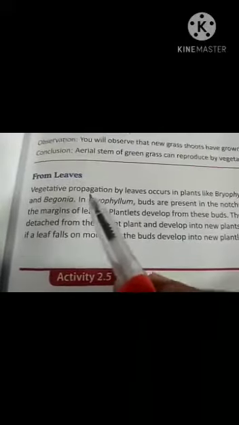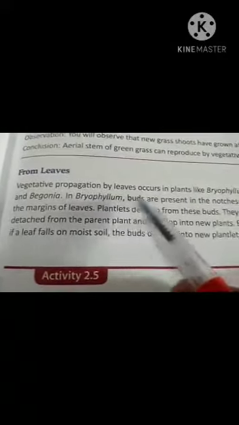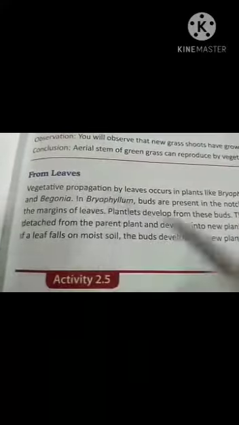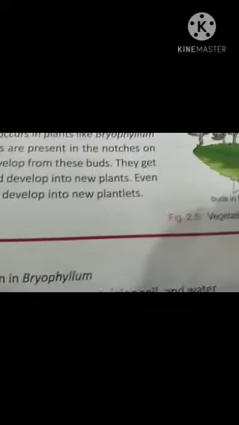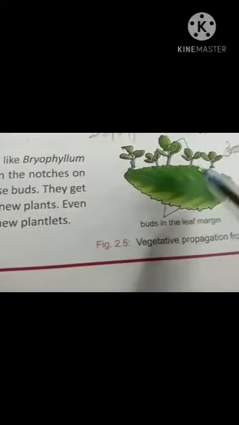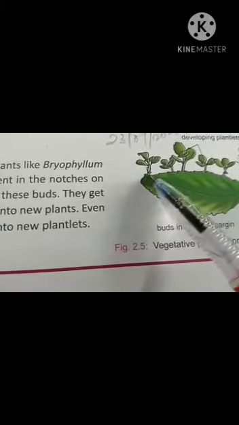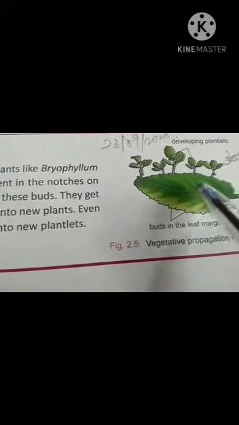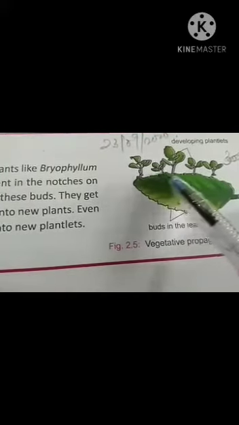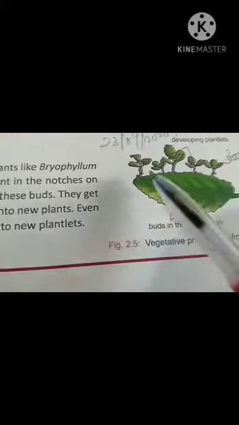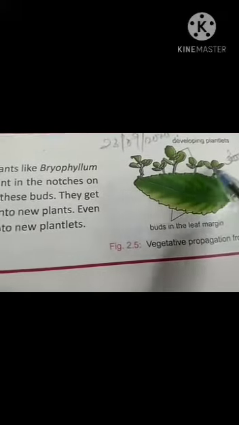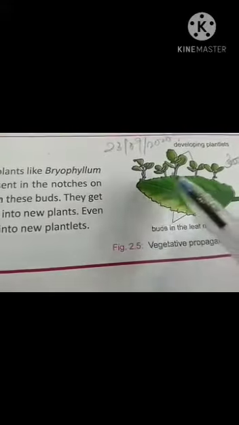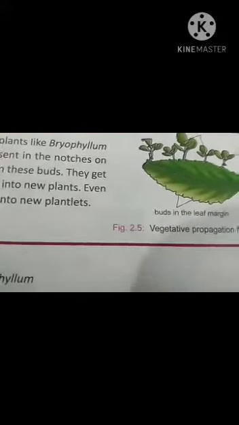Then some other examples of plants are also there, like Bryophyllum and Begonia, which can develop from the leaves. Let us see. Like here in this figure 2.5, you can see this is a Bryophyllum leaf, and at the margins you can see a new plantlet is coming out. So whenever the leaf falls down, at the margins of this Bryophyllum leaf a new plant arises, and it will develop into a new one. So out of the leaf it has developed into a new plant.